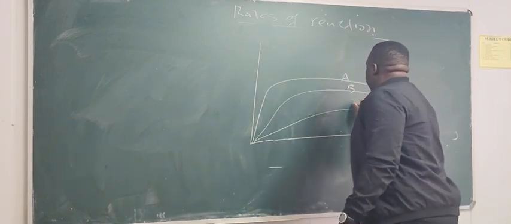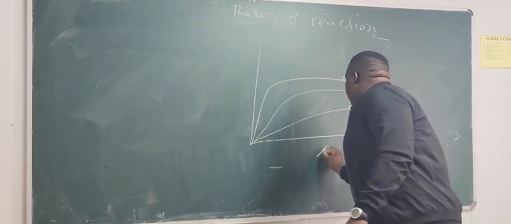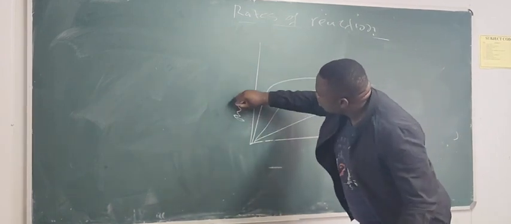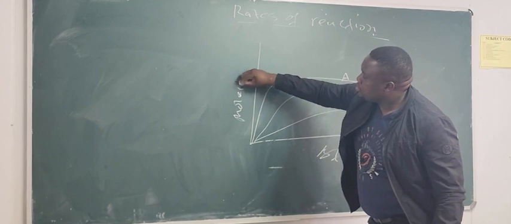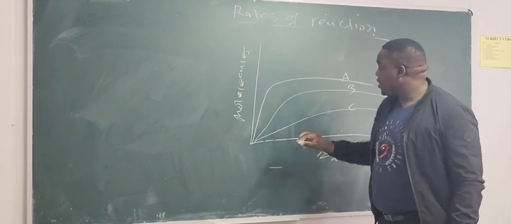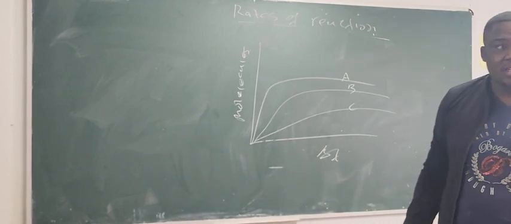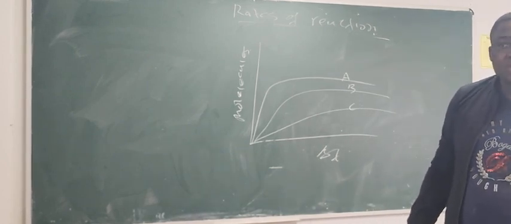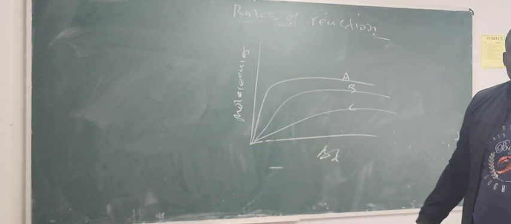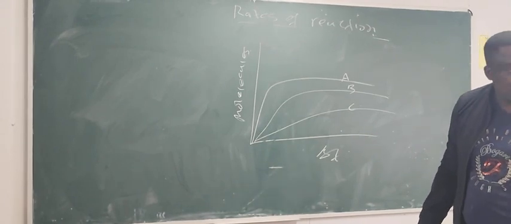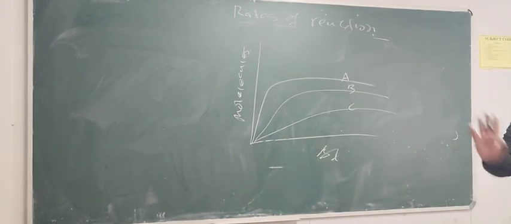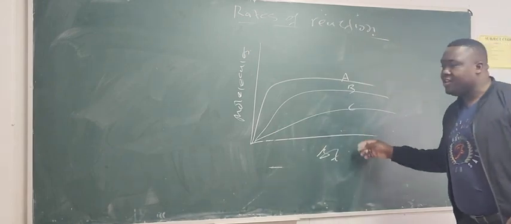A, B, C. You see? Change in time, then molecules. You see A, B, C. They ask, which one is the rate of reaction the fastest? Which one? C. Incorrect. When you say C, you will say B.